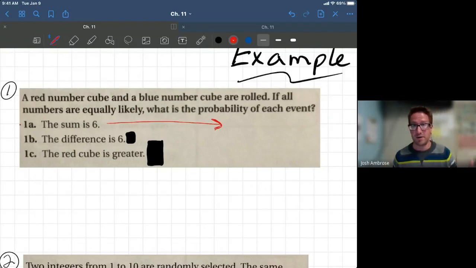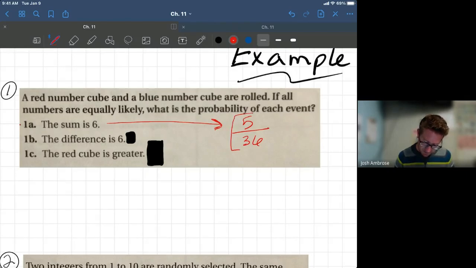That would be 1 and 5. That's one. 5 and 1. That's another one. 3 and 3, that's 1. 2 and 4 is 1, and then 4 and 2 is 1. There's 5 total possible what-you-want outcomes out of a complete possible 36 outcomes. So this is our solution that we are looking for right here. 5 is what we want, 36 is the total.